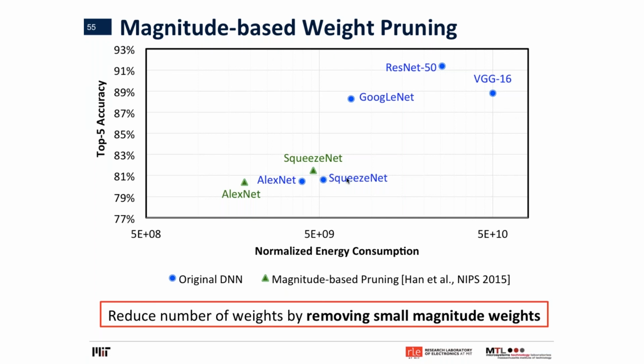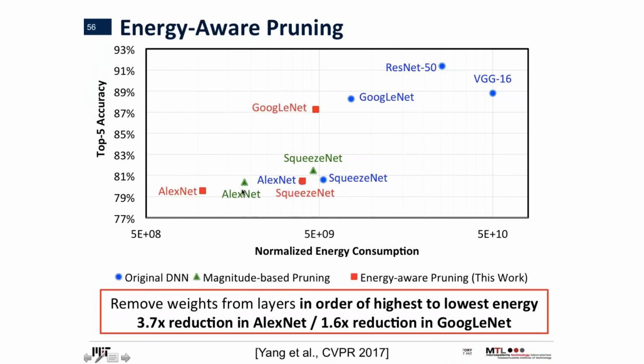What we suggest doing is also factoring in the energy consumption when you're doing the weight removal. For example, you could sort the networks or the layers based on the highest to lowest energy, and then start removing weights from the highest energy layers first, because as you remove more and more weights, it's going to be more and more difficult to do so. So you really want to attack the layers where there's the most energy. And here we show that you can get about a 3.7x reduction in AlexNet and a 1.6x reduction in GoogleNet.